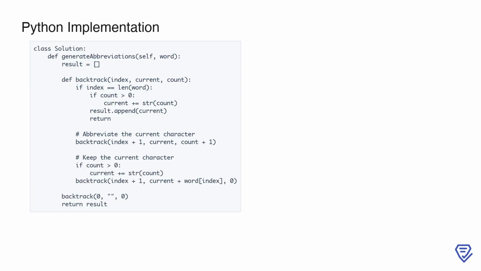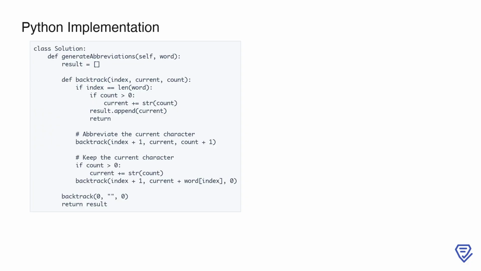2. The second branch keeps the current character literal. If there is an ongoing count, it converts the count to a string and appends it to current, then appends the actual character and resets the count to 0. The backtrack function is initially called with an empty string for current, 0 for count, and starting at index 0. Upon completion, the result list contains all valid abbreviations.